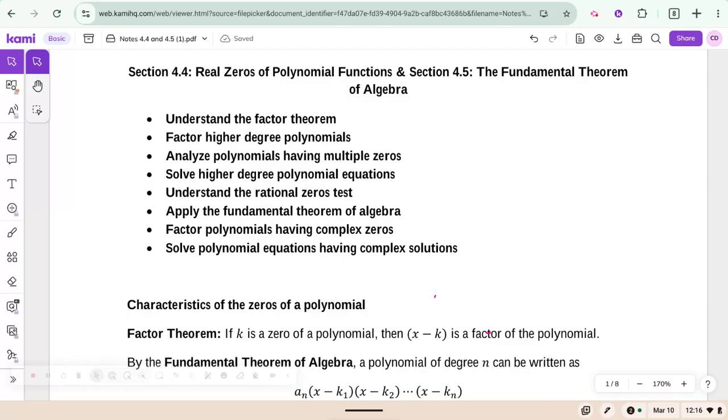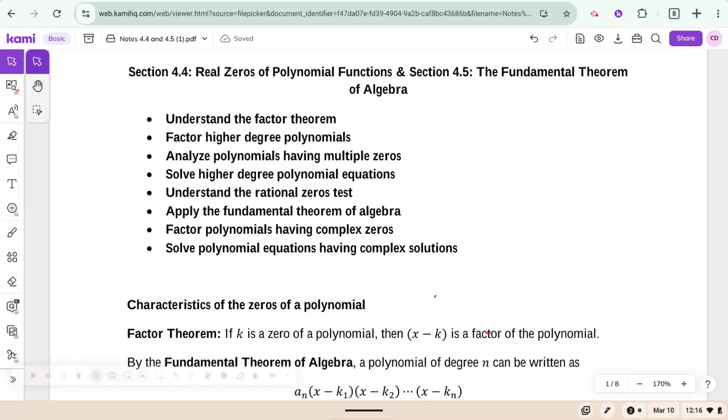We're going to understand the factor theorem, factor higher degree polynomials, analyze polynomials having multiple zeros, solve higher degree polynomial equations, understand the rational zeros test, apply the fundamental theorem of algebra, factor polynomials having complex zeros, and solve polynomial equations having complex solutions.